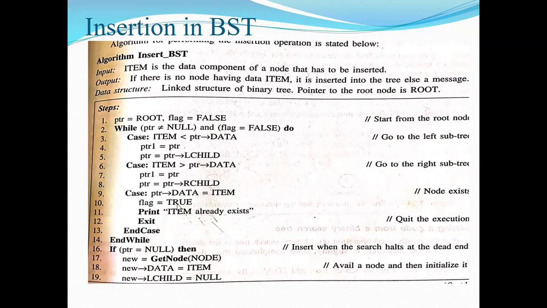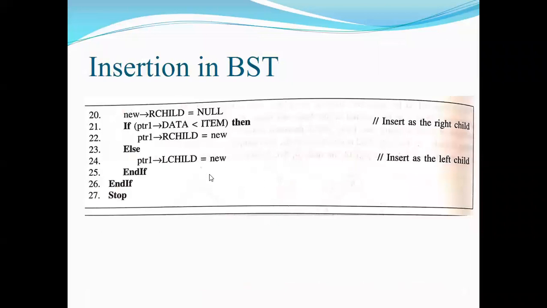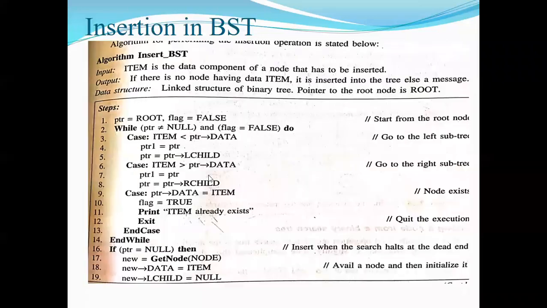For that we will write one while loop, and after that we will create a new node and insert that node. The first steps, that is this while loop, are almost the same as those of the search operation, because first we have to find the exact position for insertion. Then only can we create a node and insert that node.